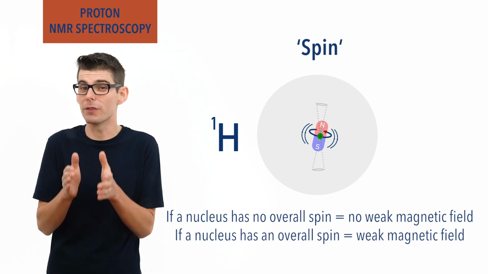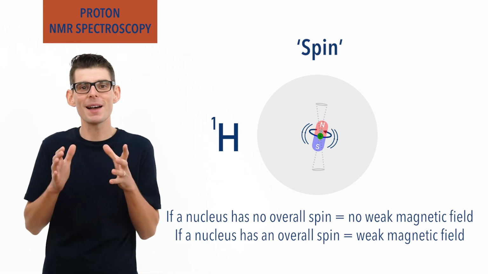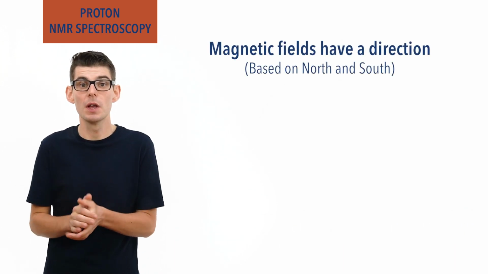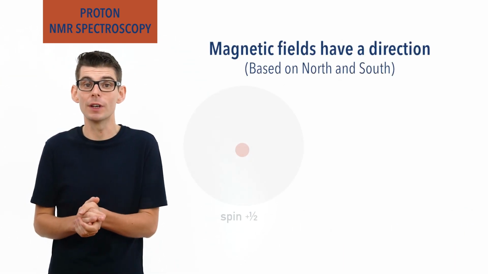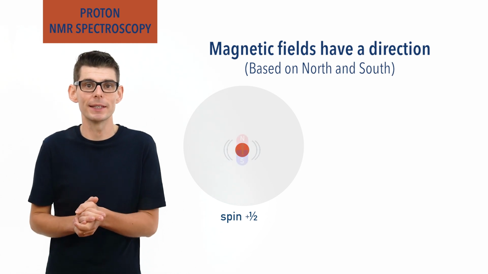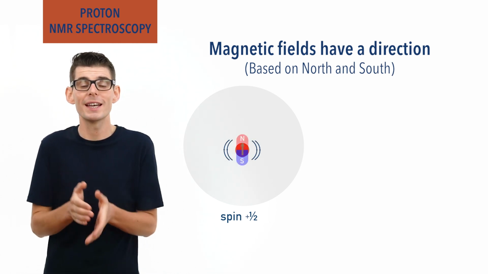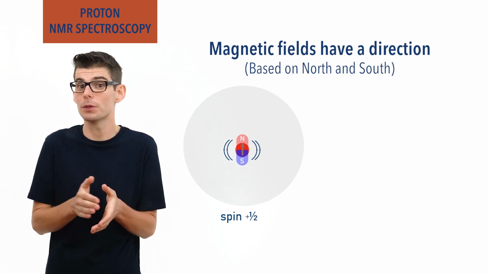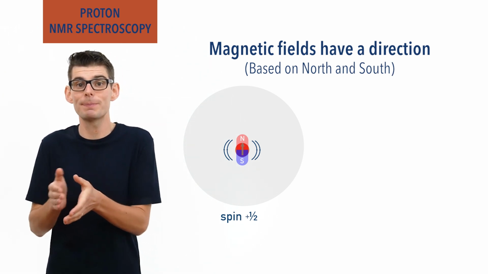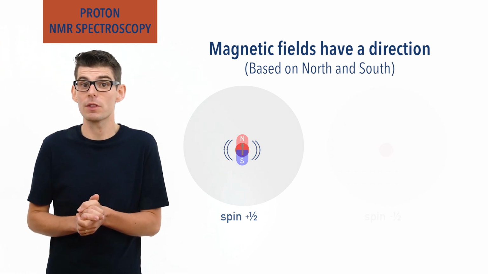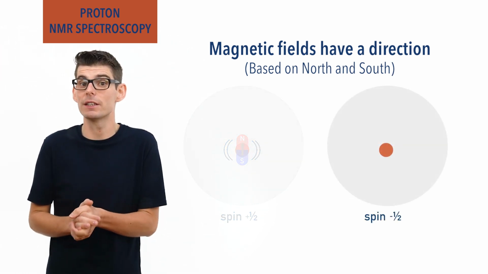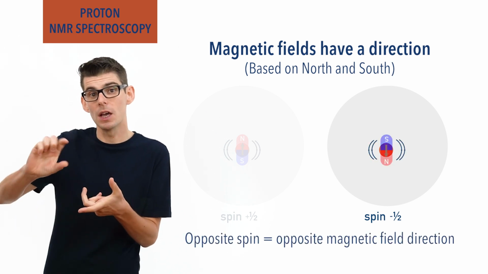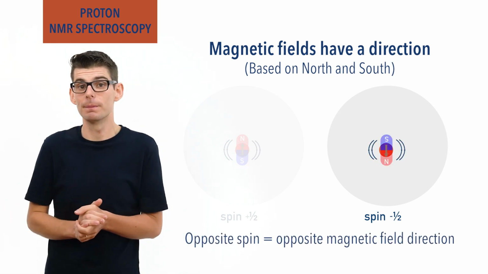Hopefully you can remember from early physics lessons that magnetic fields have a direction based on north and south, meaning a spinning proton acts a little bit like a bar magnet, with a very small north and south pole. The magnetic field direction a spinning proton has is based on its spin. Change the direction of the spin and the direction of the magnetic field around the proton will also change, a bit like flipping a bar magnet upside down.